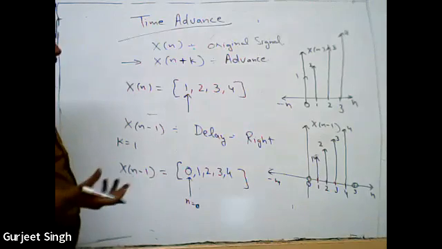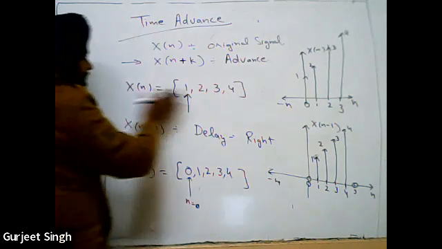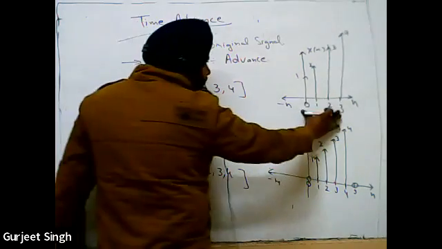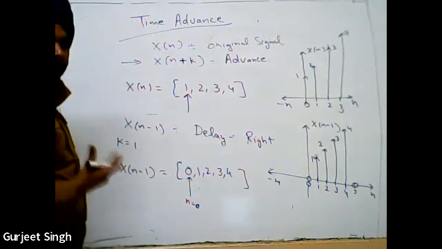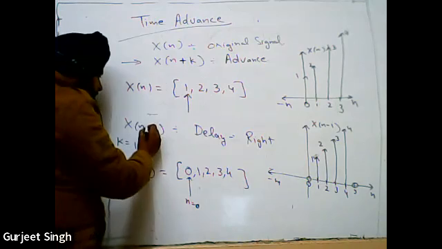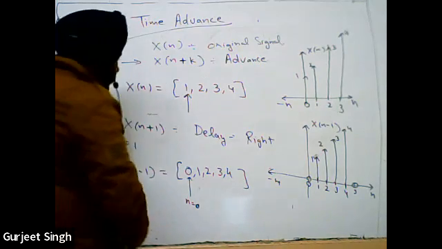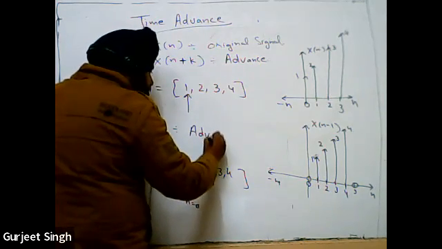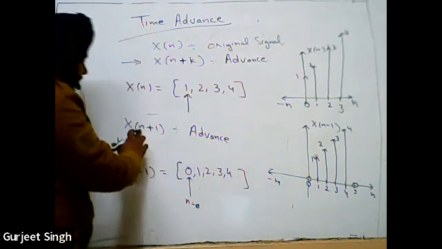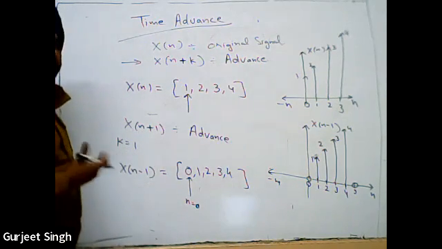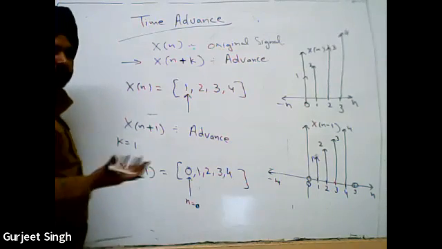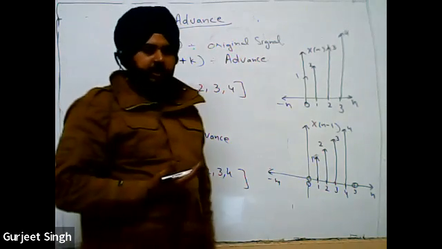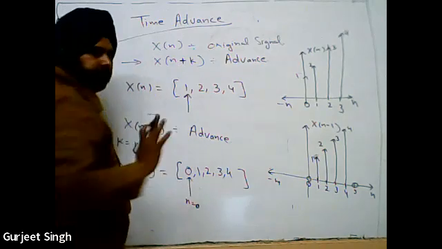Again I am taking the same signal x[n] as my original signal. This x[n] has amplitudes 1, 2, 3, 4, and its graphical representation is this signal x[n]. Then it is the time advance of one sample. Now I am talking about the advance. Advance of one sample, because I have taken x[n+1]. So when we talk about the advance of the signal, we put the positive plus sign.